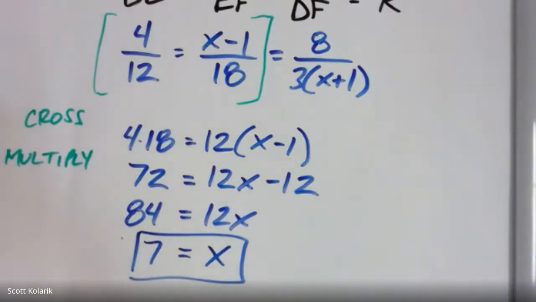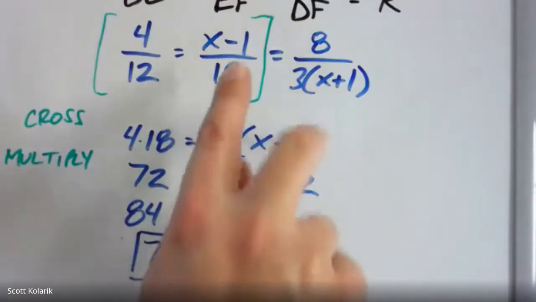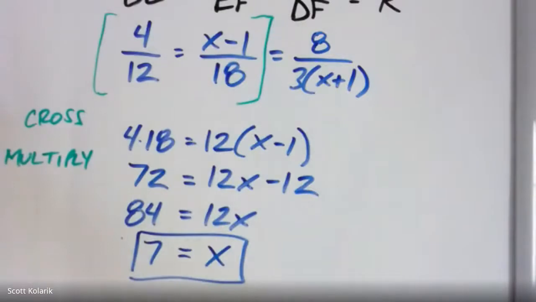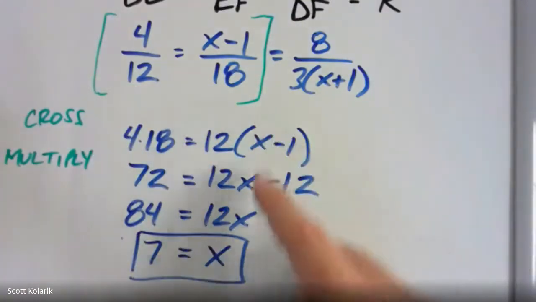Or I could have set these two equal to each other, in which case that would be more of the nightmarish one, where when I cross multiplied, I'd end up with like an x squared polynomial. I'd still get to the same result of x equals 7. It's just worth noting that one of those methods, namely setting these two equal to each other, ended up being the shortest path to that result.